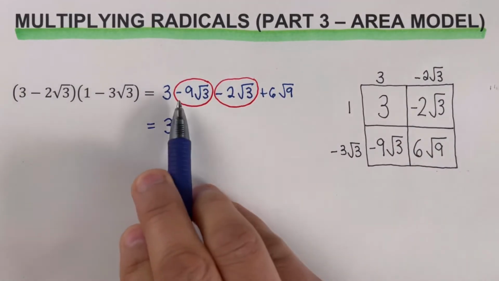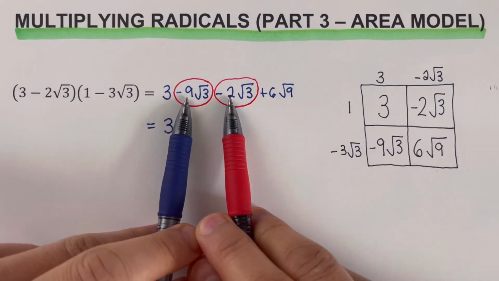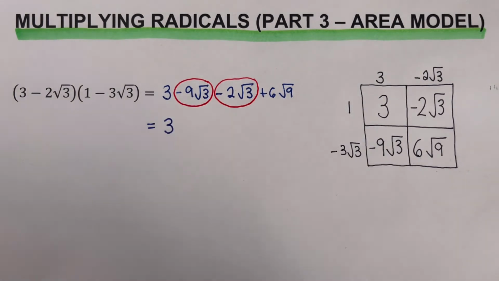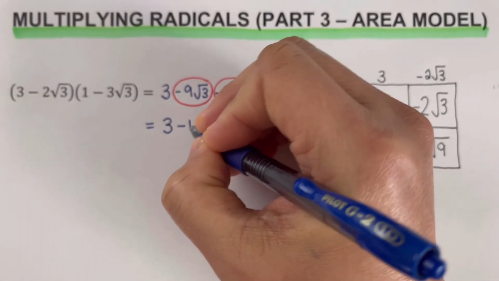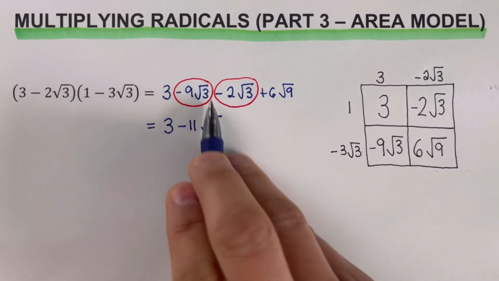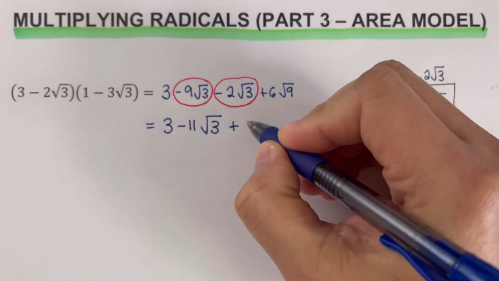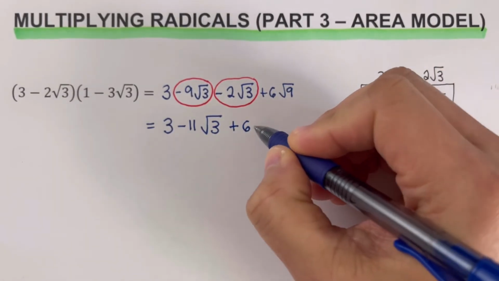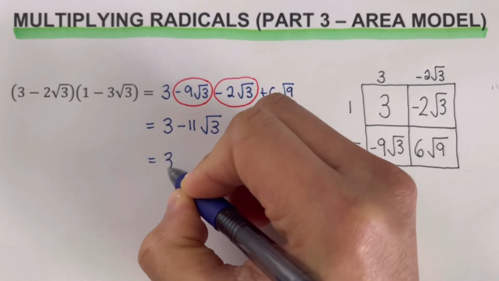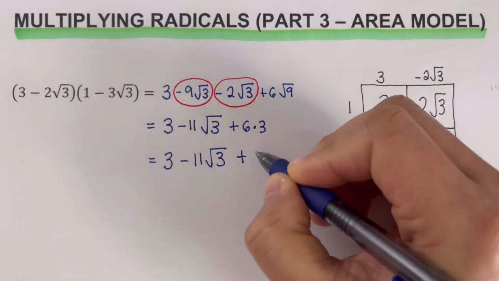Since they are like radicals, we are adding their coefficients. So that's going to be negative 9 minus 2. That comes out negative 11 square root of 3. We just copy the common radicals for both of them. And then we're going to have a plus 6 square root of 9, which is 3. So we can simplify this to be 3 minus 11 square root of 3 plus 18.